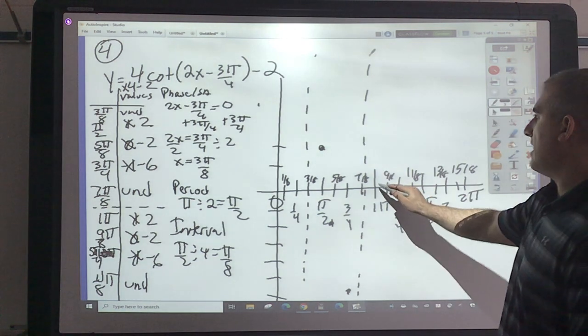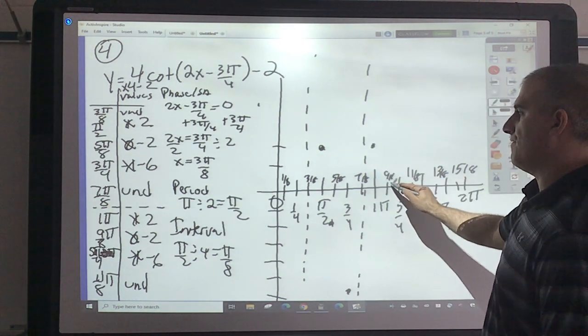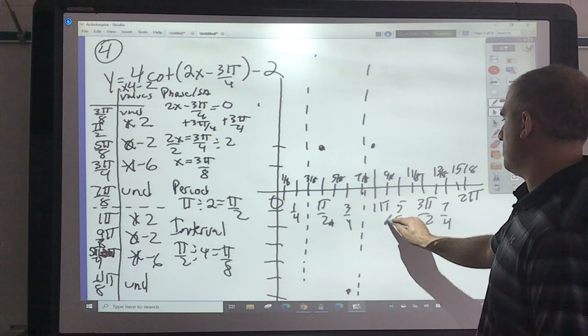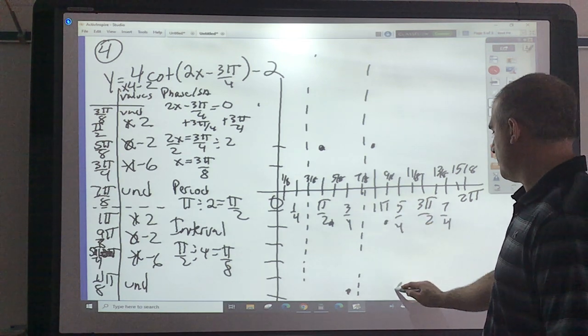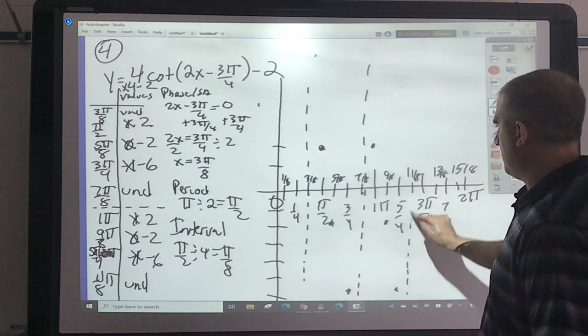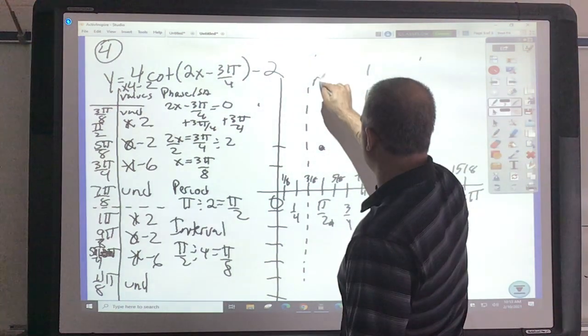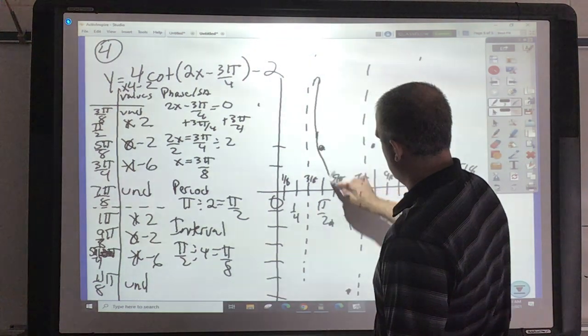Okay, at 1 pi, I'm back up at 2. At 9/8 pi, I'm at -2, which is here. At 5/4, I'm down at -6. And at 11/8, I'm undefined. Okay, if you can cut the graph, it's actually pretty easy.